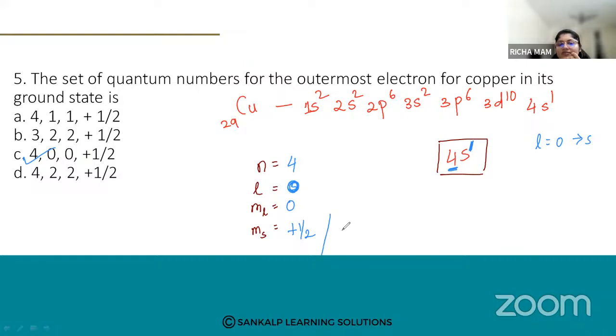Either it is plus half or minus half. Now you can see that in all the options it is plus half only, so we will consider plus half. Either plus half or minus half when one electron is there. If both electrons are there, then it will be plus half and minus half together. So this is the set of quantum numbers. Is it clear?